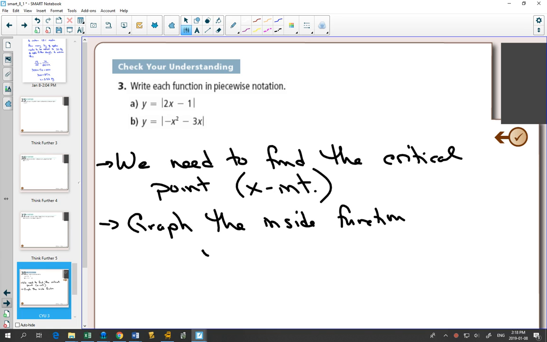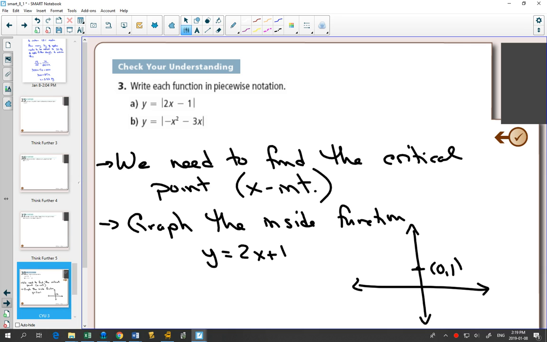If we graph y equals 2x plus 1, we know that that is a straight line, has a y-intercept of 1 and a slope of 2. If I graph that off to the side here, y-intercept at 1, a slope of 2 means you would go up 2 over 1. This is our critical point right there.